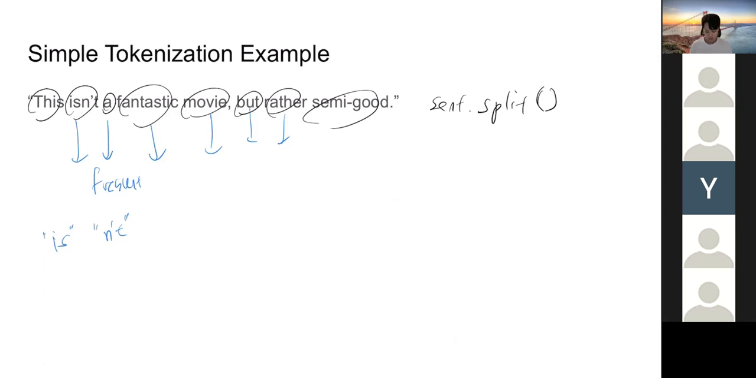How about the comma? The comma is attached to "movie" just because that's how you write English, but semantically the comma is separate from "movie". So you actually want to split this into "movie" and the comma. And how about "semi-good"? Maybe because "semi" is a kind of prefix, you might want to separate this into three tokens: "semi", the dash, and "good". So you see that although splitting by space is a quite straightforward way to tokenize and probably not too bad, you can still do better by introducing these rules.